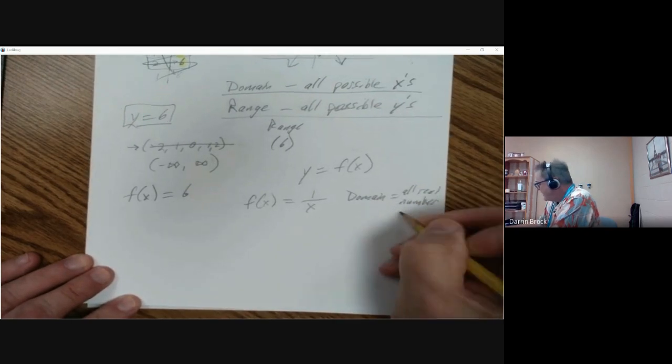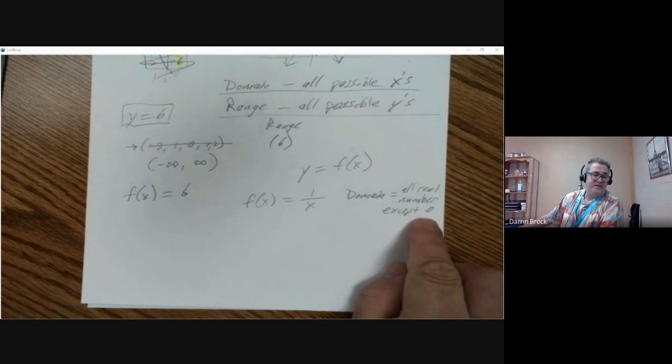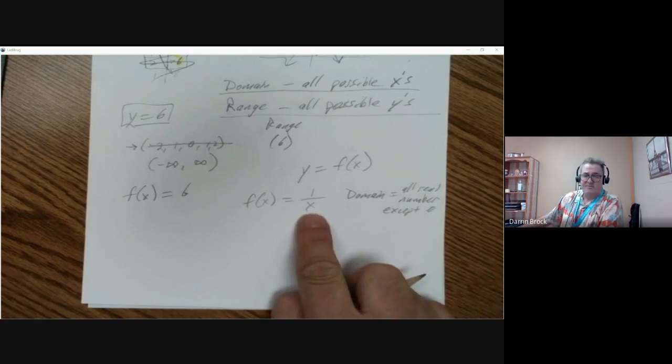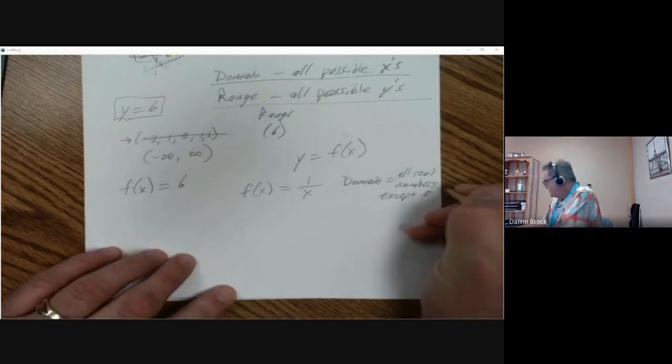All real numbers except 0. We can't have 0. You cannot put 0 in the denominator. 1 over 0 does not exist. So the domain is all real numbers except for 0.